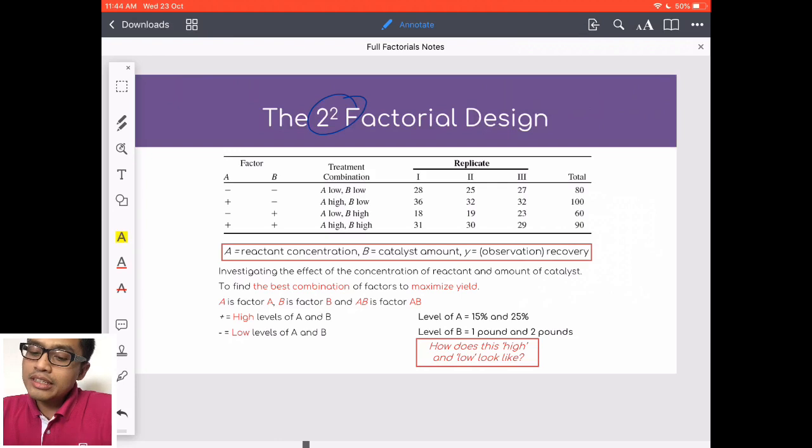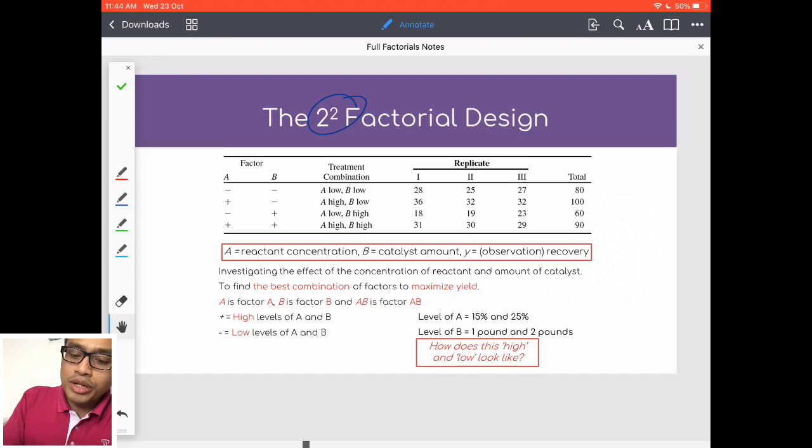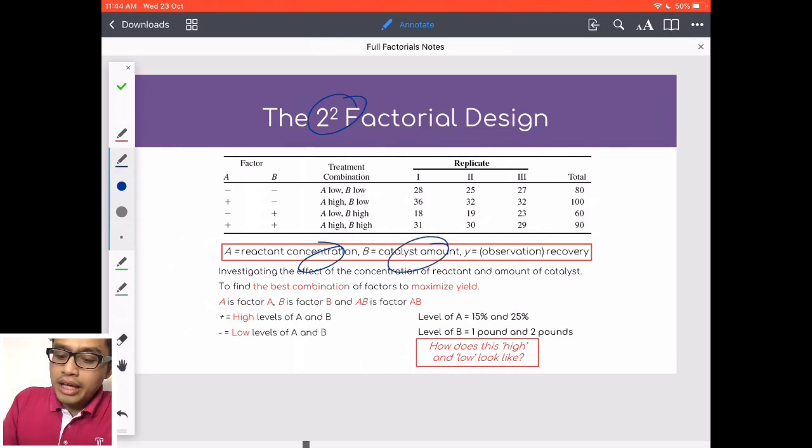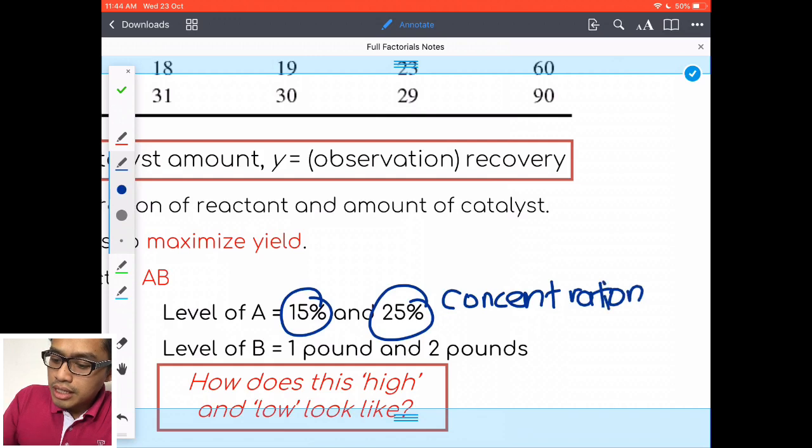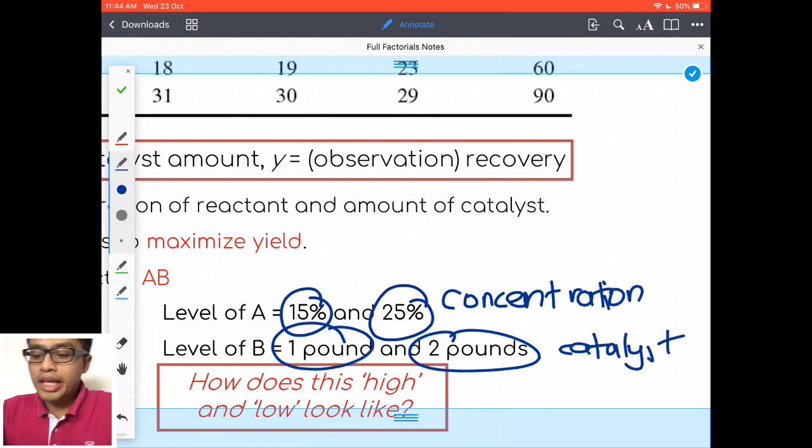It's the 13th slide. Okay, on the 13th slide is 2 to the power of 2. That means you have 2 levels and 2 factors. So what are the factors A and B? Here is a story or question about a reactant concentration combined with catalyst amount, and we want to see the levels. For A, your reactant concentration, 15% and 25%, and B, 1 pound and 2 pounds of catalyst. So for A concentration and B catalyst, you have low and high. Concentration is 15% and 25%. And level B catalyst, you have 1 pound of catalyst, 2 pounds of catalyst.